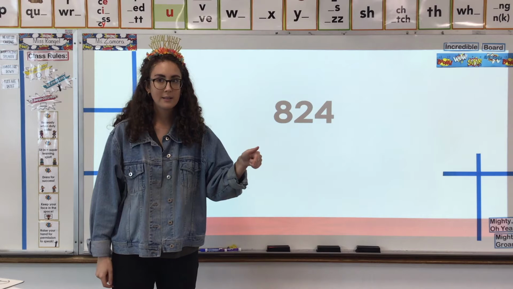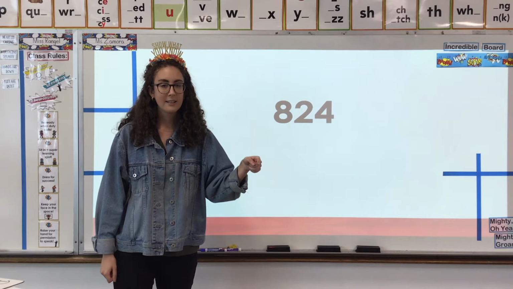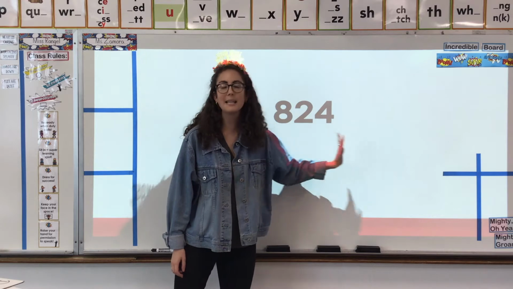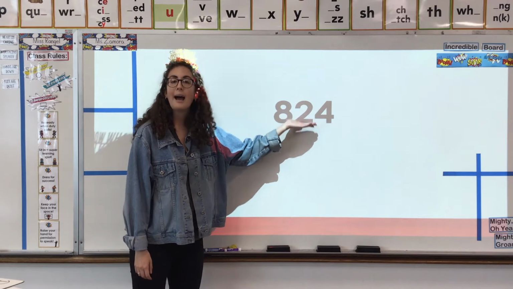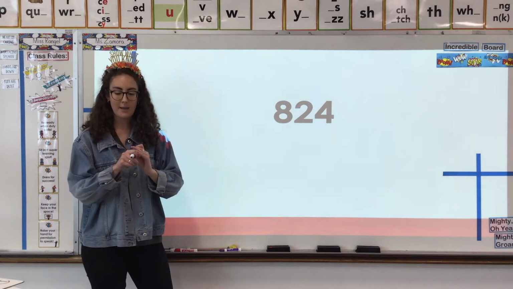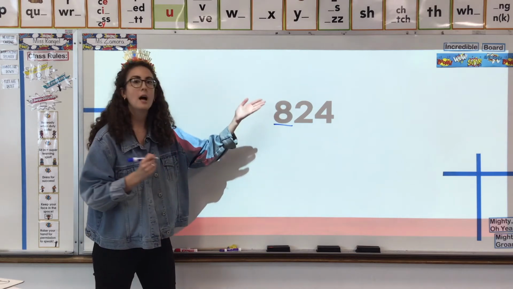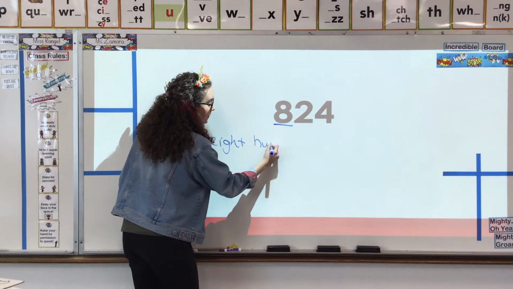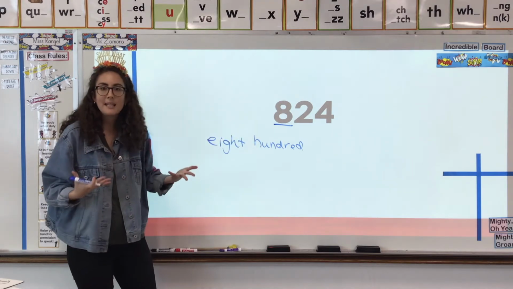824. Can you say it with me? 824. Everything we just said can be written out completely in words that express the same exact thing as these 3-digit numbers do. So, I want you to write with me. So this 8, we said 800. So we're going to write out the words 800. We're saying this value of the 8.